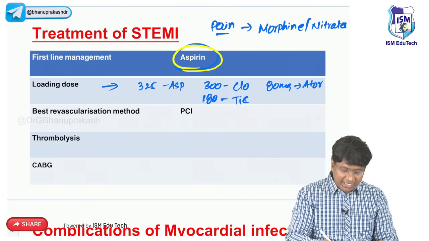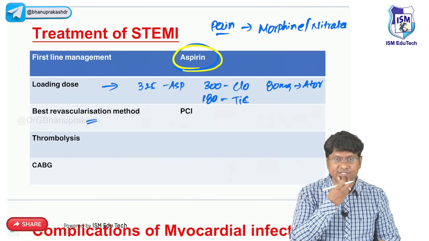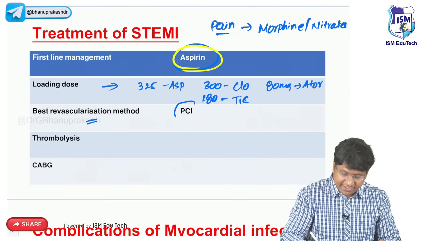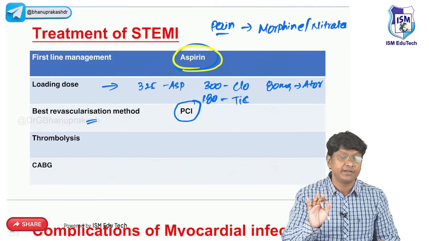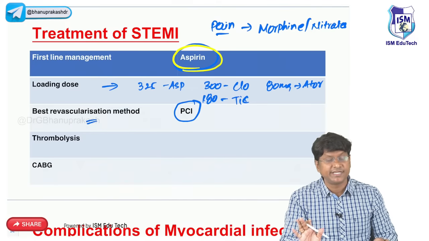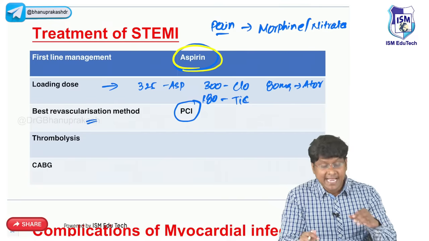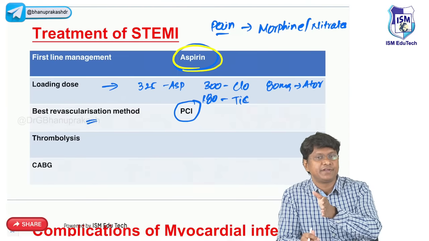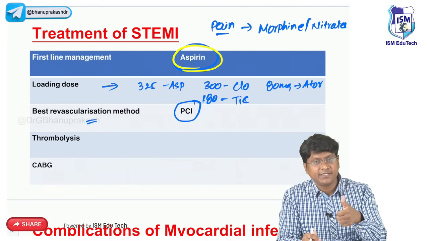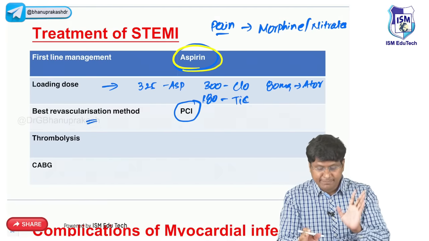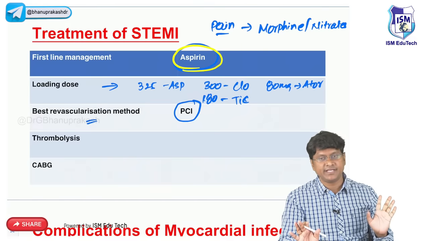Right? And what is the best method of revascularization in case of ST elevation MI? That will be your PCI, that is percutaneous coronary intervention. It can cause 100% revascularization. And what are the various methods of revascularization? That is PCI, thrombolysis and CABG. The best method, and the one that can be done immediately, is the PCI.